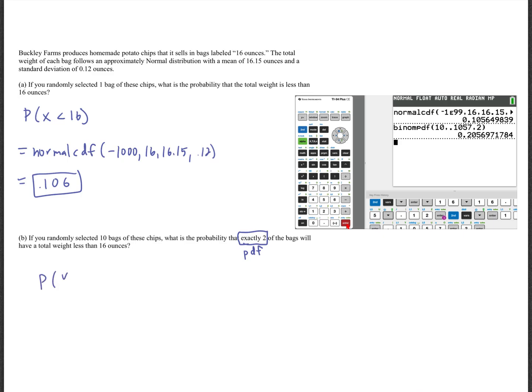Let's call this y, call it something different. So we'll say y. The last one was a normal distribution, just selecting one bag. This is a binomial distribution because this is a binomial setting now. So we'll have to call it a different variable. So we want to say y equals 2.